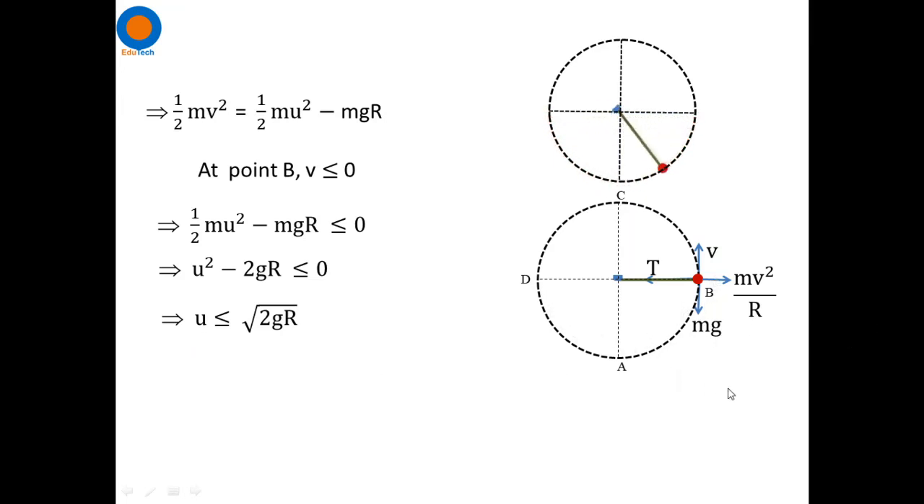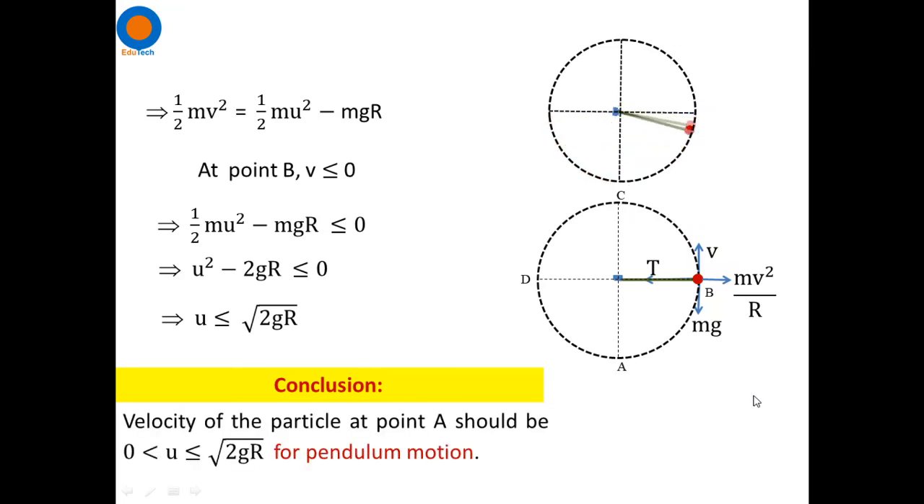motion. Getting it? Although in the figure it is showing continuously, actually in real sense it will not be continuous. It will go up to this point, it will go back, and ultimately it will come here. Getting it? Therefore, what is the conclusion here? The conclusion is, if the initial velocity at point A is smaller than root 2 gr, then it will show pendulum like motion. Please note it down.